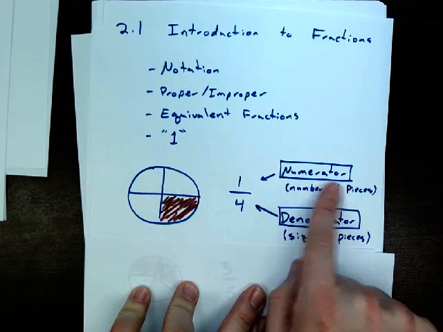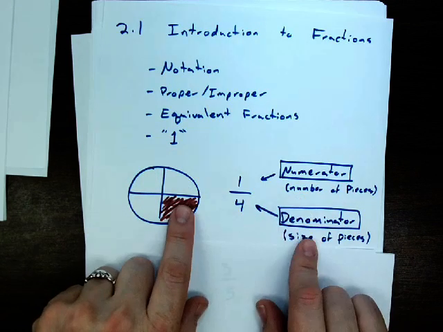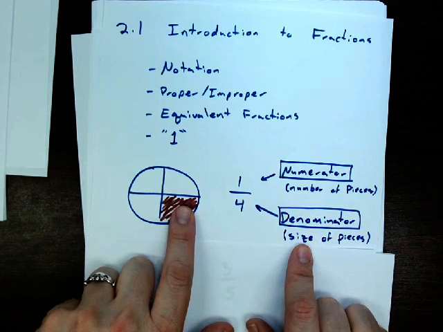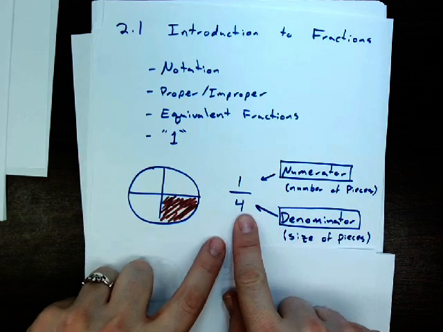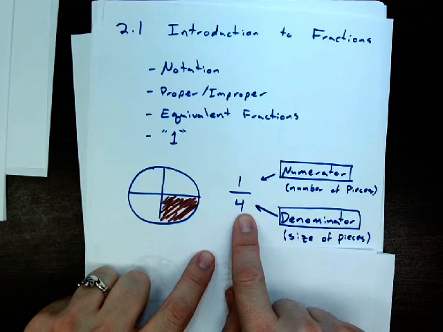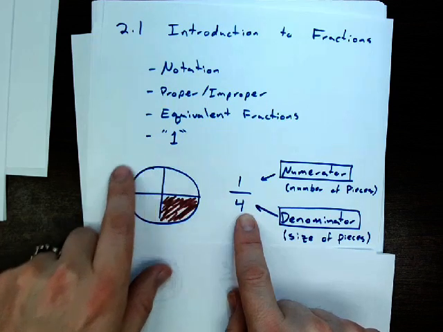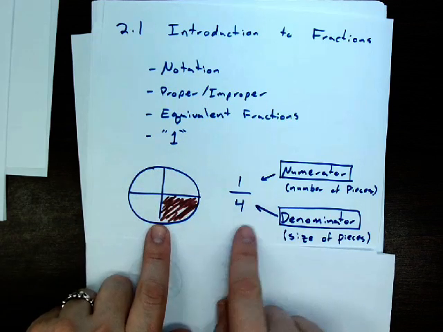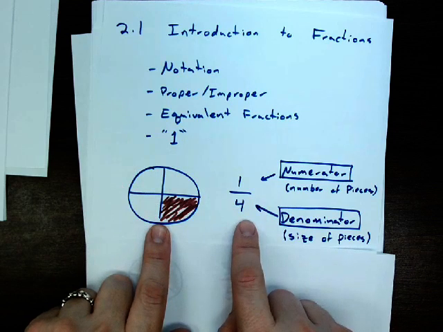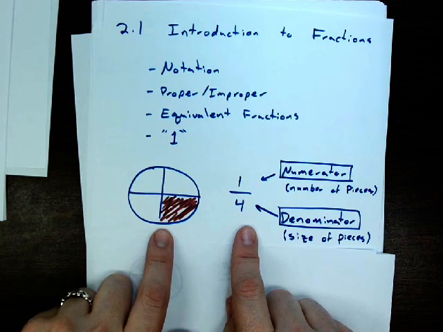The numerator is the top. It's the count of how many pieces we have, and the 4 is basically the size. How big are those? The bigger the number here for our denominator, the smaller the piece. So think about it this way. If this were $1, this would be $1/4.